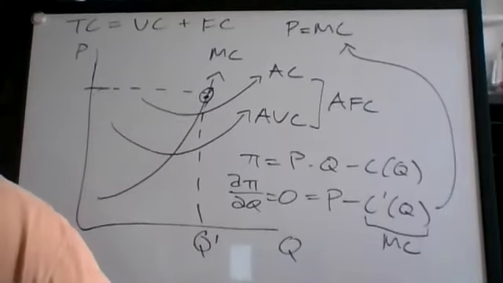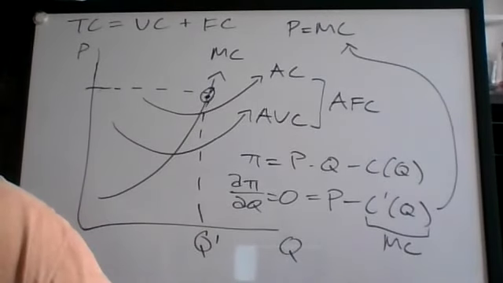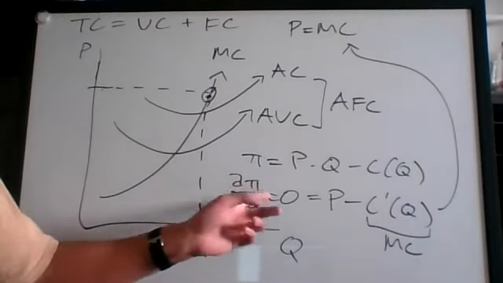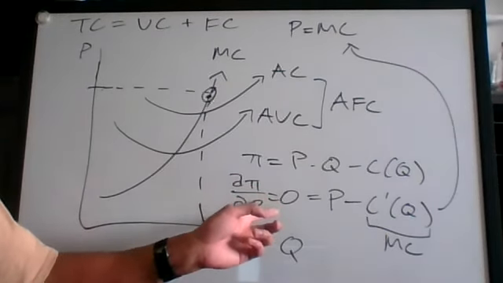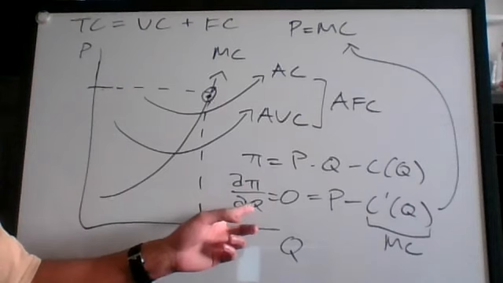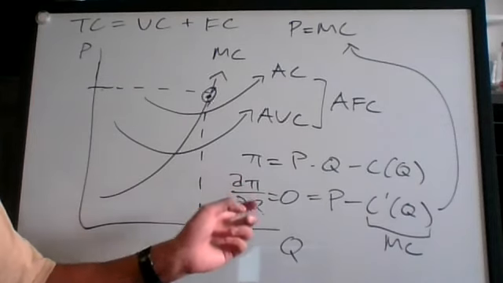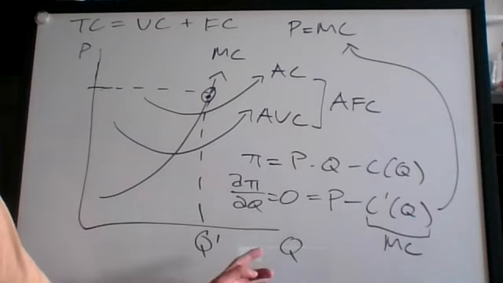And why is it equal to 0? Oh, this equation right here, it's equal to 0 because you basically want to get to the point of quantity where the change in profits is 0, where basically you can't have any higher profits. Does that make sense?